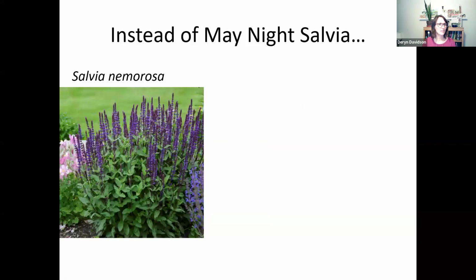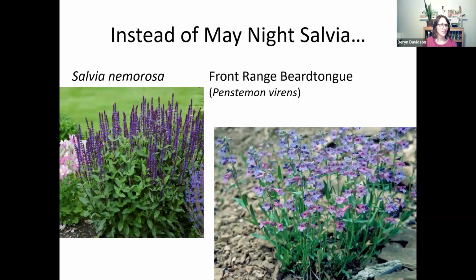Instead of May Night salvia, we've got Front Range beardtongue, or Penstemon virens. We have lots of penstemons here in Colorado, which we're lucky for because they're great. May Night salvia has a very erect, upright, tidy kind of look, and this beardtongue is also that way. It's compact and upright and pretty tidy, and lots of flowers. Floriferous means it just blooms a lot.